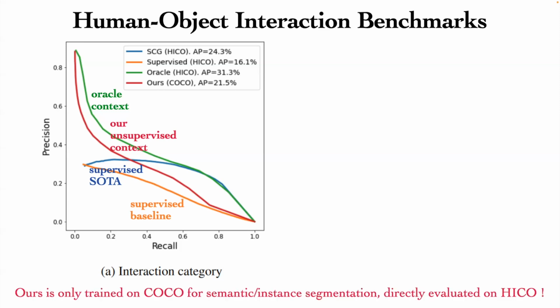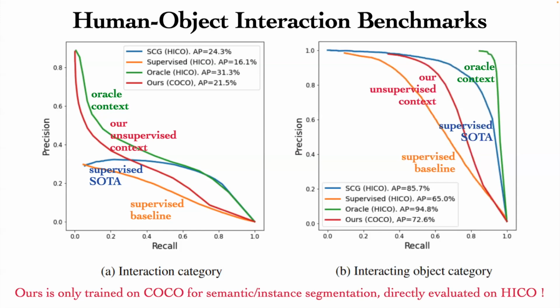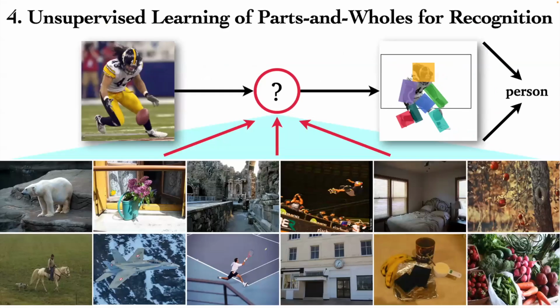And ours is only trained on COCO for semantic instantiation and directly evaluated on the HICO-DET data set. And if I only care about getting the subject and noun correct, I don't care about the verb, because the action sometimes is really tricky, you can see all the curves move to the right. Okay, the last thing I'm most excited about is unsupervised learning of parts and wholes for recognition.